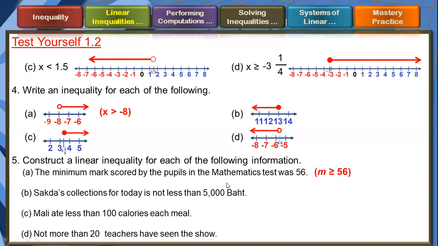So you're going to do the same thing for B. You have to represent or make a linear inequality for them. So B, Sactus collections for today is not less than 5,000 baht. Remember the keywords, not less than. So C, Mali ate less than 100 calories each meal. So we have here less than. D, not more than. So remember the keywords not more than 20 teachers have seen the show. So how do you represent them using inequality?